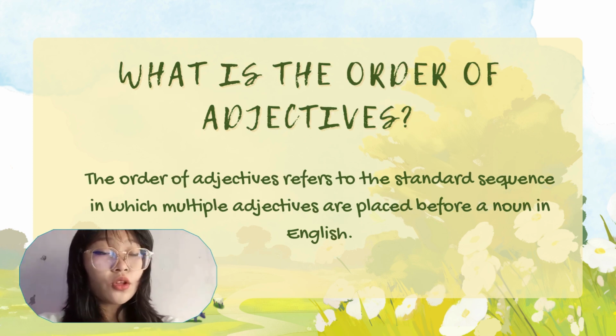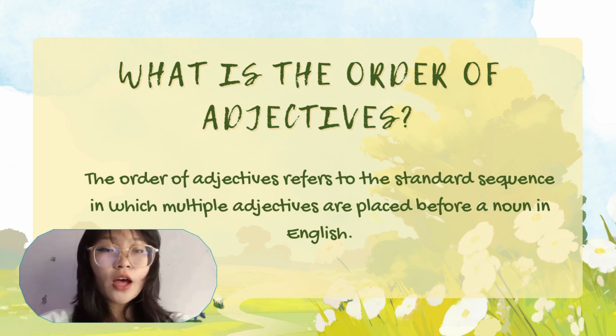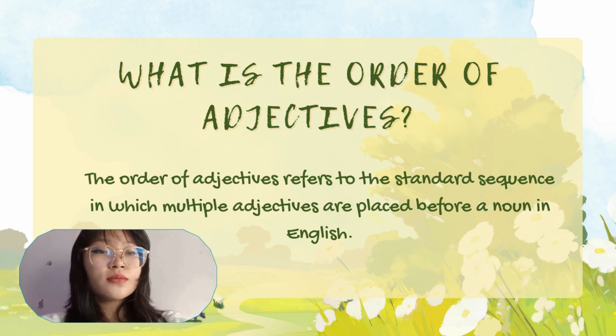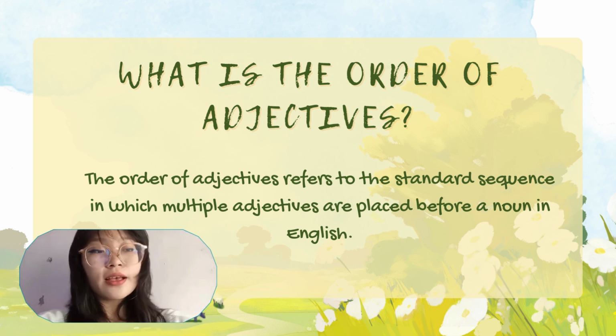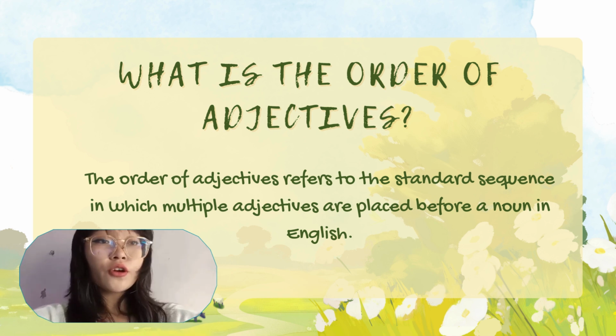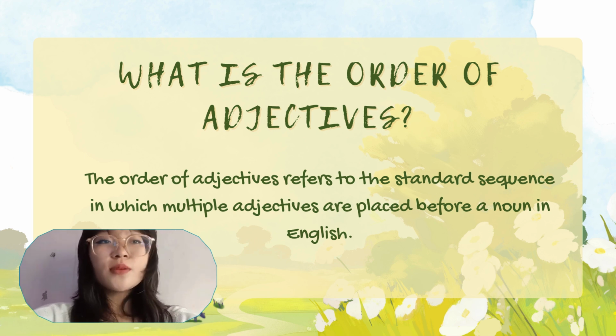So, let us know what order of adjective is. Order of adjective is the standard sequence in which multiple adjectives are placed before a noun. So this order is important as it ensures clarity, smooth flow, and naturalness in spoken and written English. So native speakers follow it more subconsciously and sentence feels odd or confusing when it's broken. For example, saying a red big ball sounds off when a big red ball sounds correct. So this is because size typically comes before color in English.